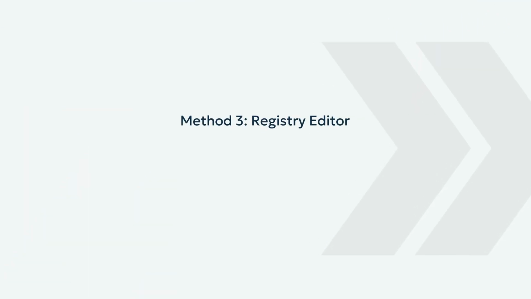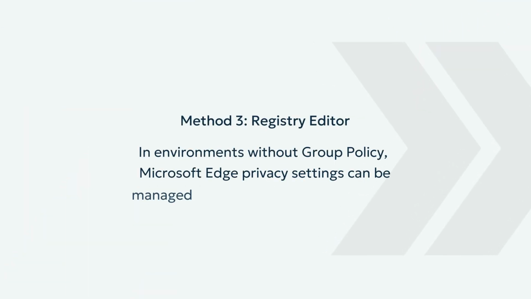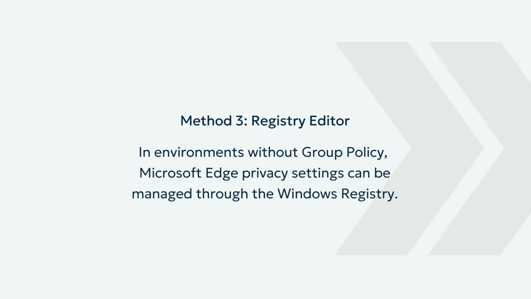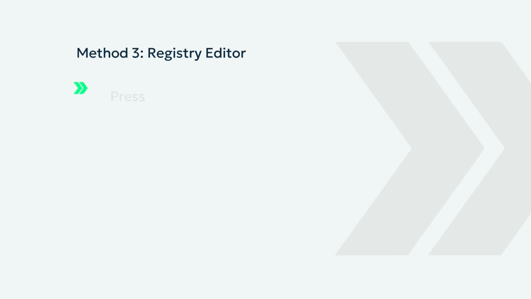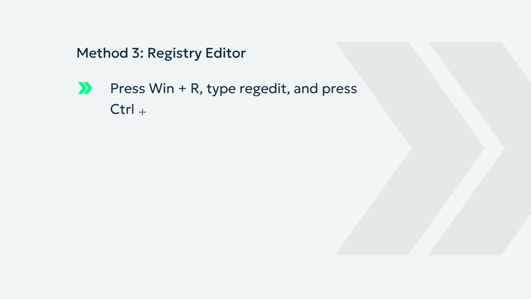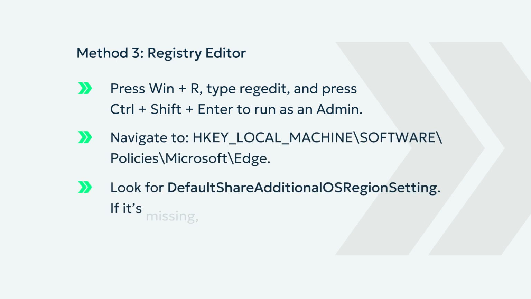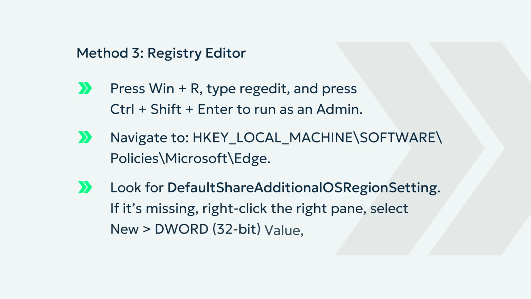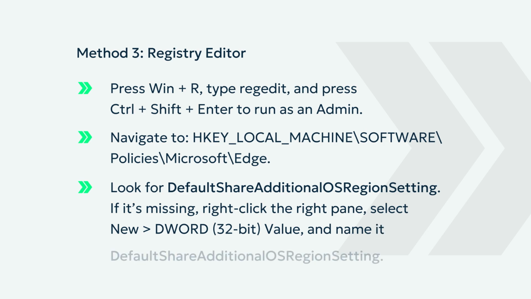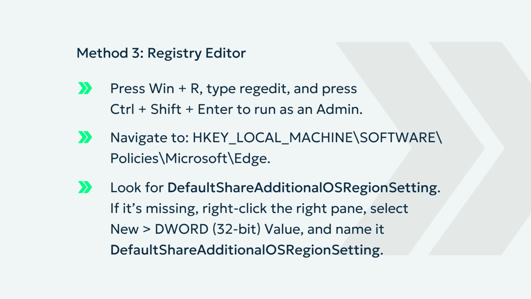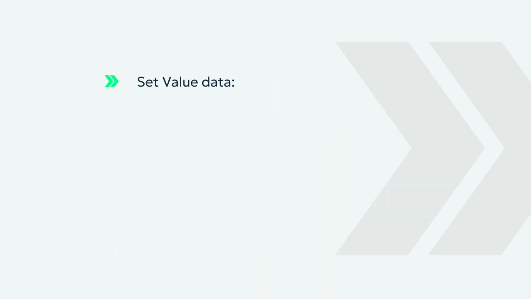Method 3. Registry Editor. For environments without group policy access, you can modify Microsoft Edge's privacy settings via the Windows registry. Press Win+R, type regedit, and press Ctrl+Shift+Enter to run as an administrator. Navigate to the Edge policy key. Look for a value named Default Share Additional OS Region Setting. If it doesn't exist, right-click the right-hand pane, click New, DWORD 32-bit value, and name the new value Default Share Additional OS Region Setting. Set the value data based on your preference.